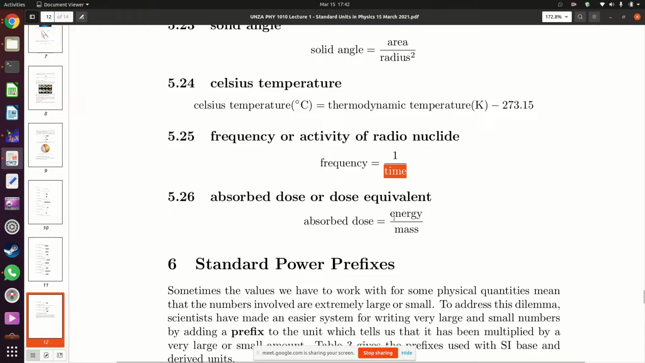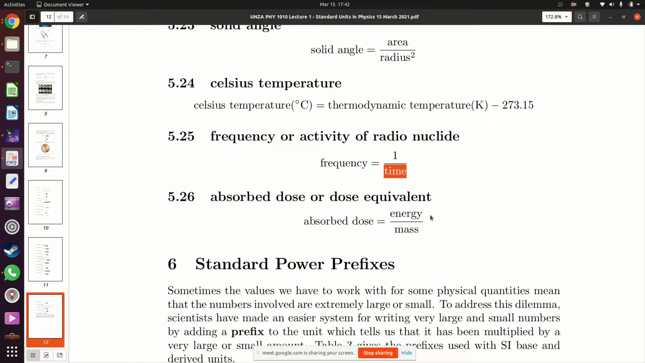Then of course there's something called absorbed dose or dose equivalent. This is defined as the energy which you get, let's say from radiation. If you go to the hospital and they want to do an X-ray of you, how much energy is going to be shone on you, divided by your mass, or the mass of the part of the body they are doing that on, that's what's called the dose. So here we are doing a division.